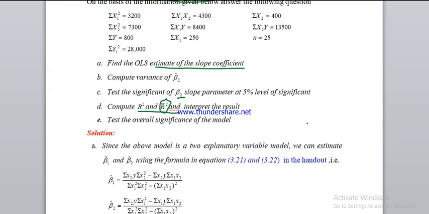That means when we add other independent variables in our model, whether that variable is relevant or not, it increases R square. So to solve such problems, an alternative measurement of goodness of fit, or coefficient of determination, is adjusted R square. Usually it is reported in case of multiple regression analysis. So this question asks to interpret or compute R square and adjusted R square. And the last question tests the overall significance of the model.